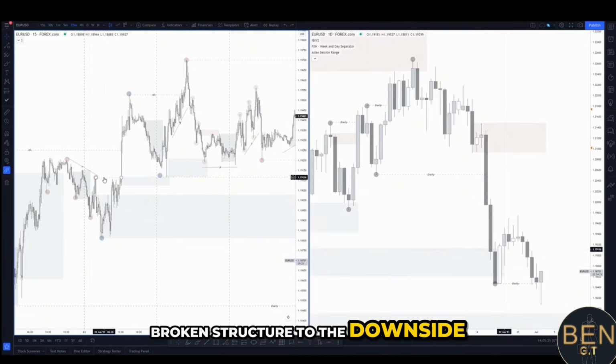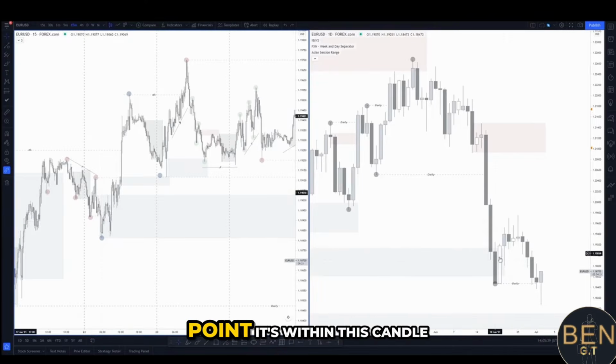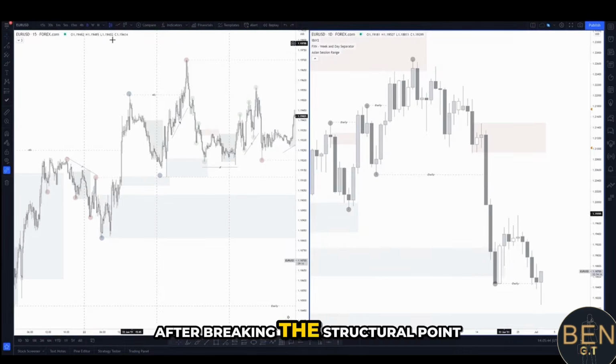Broken structure to the downside. So we're creating lower lows and lower highs. Again, if we're looking at this point, it's within this candle. We're in a downtrend on the daily now. It's been confirmed after breaking this structural point.